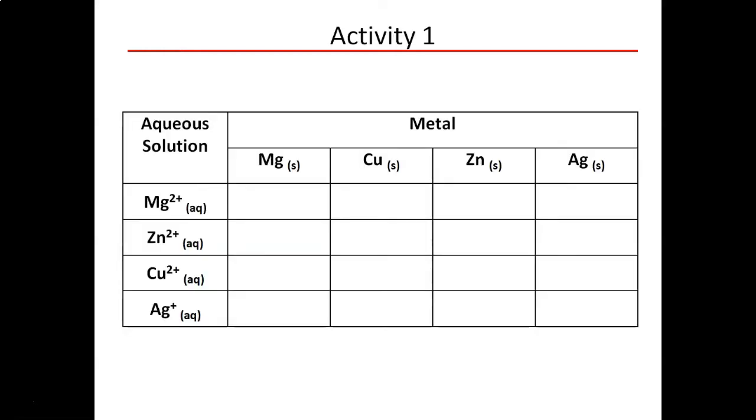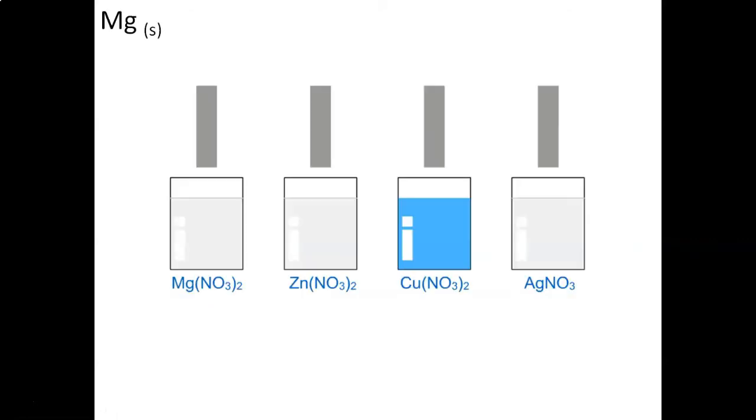With this activity, we're going to take pieces of magnesium, copper, zinc, and silver and place them into solutions of magnesium ion, zinc ion, copper 2 ion, and silver ion. We're going to look to see if a chemical reaction occurs.